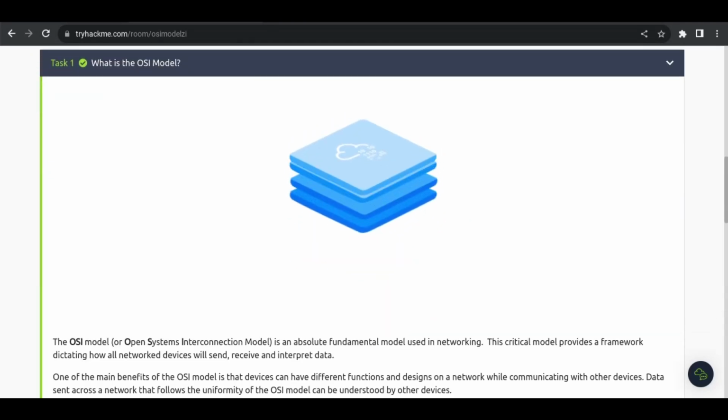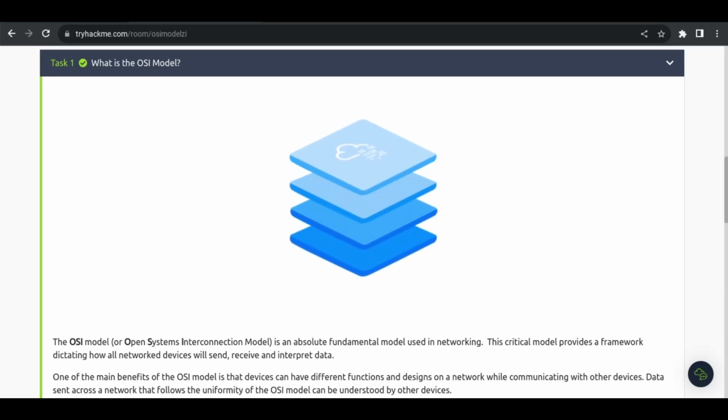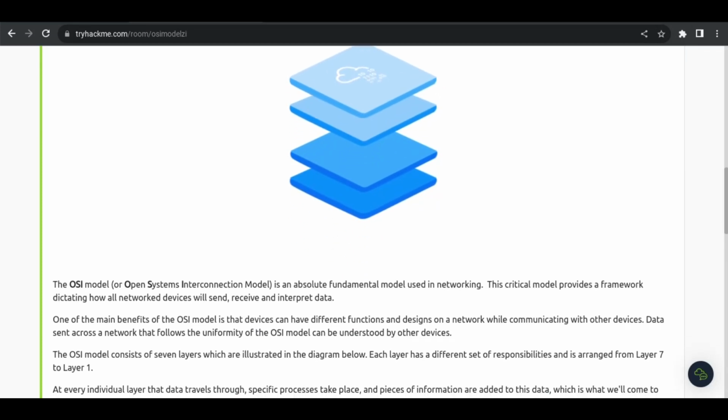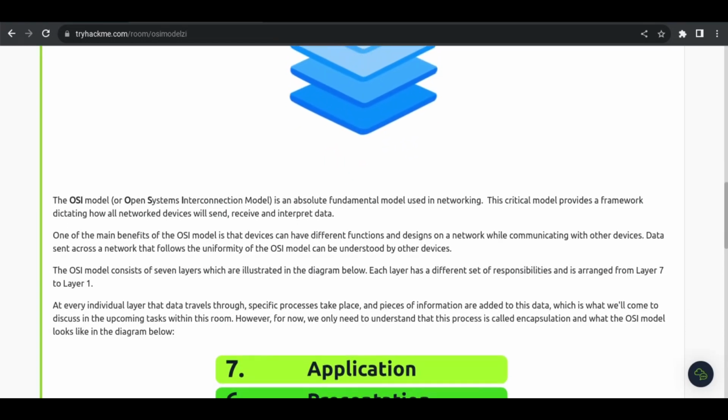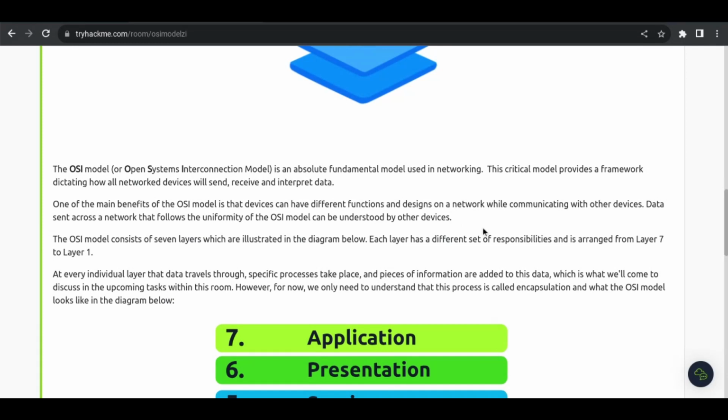Task 1. What is the OSI model? The OSI model, or Open System Interconnection Model, is an absolutely fundamental model used in networking. This is critical. The model provides a framework dictating how all network devices will send, receive, and interpret data. One of the main benefits of the OSI model is that devices can have different functions and designs on a network while communicating with other devices.